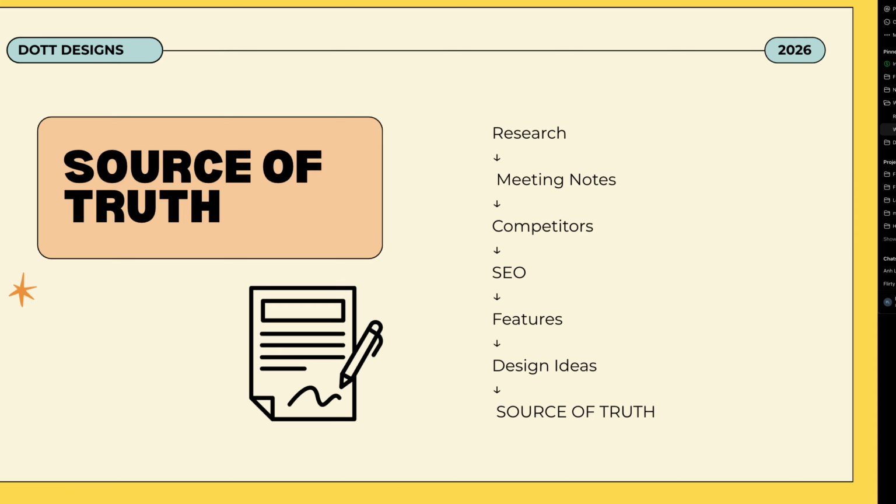Now, we get to what I think is the most important part of the entire process. It's documentation. Everything goes into one place: meeting notes, business goals, competitor research, SEO research, features, design ideas, technical requirements, everything. I like having one document that becomes a source of truth for the entire project. Whenever something changes, I update that document. Whenever a new idea comes up, it goes into that document. That way, everyone, including AI, is always working from the same information.